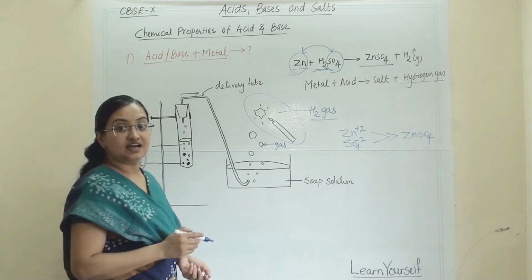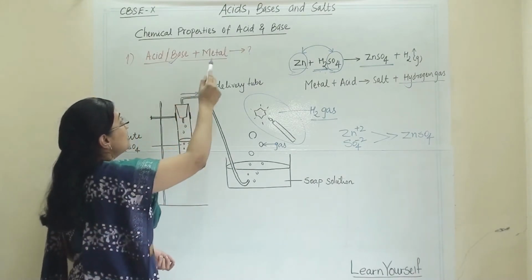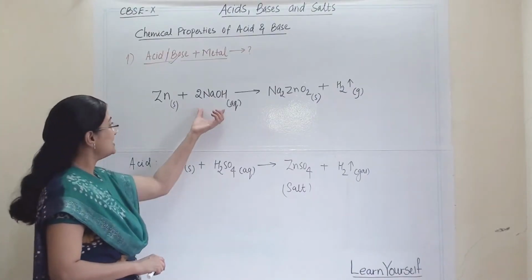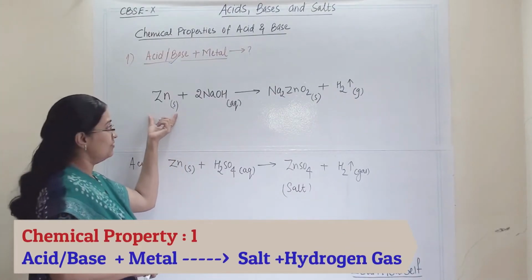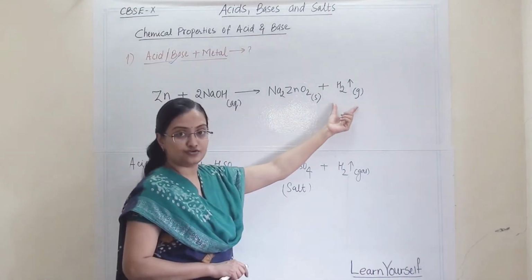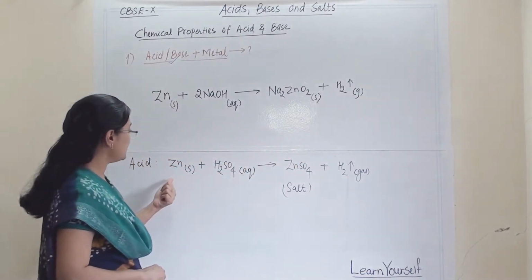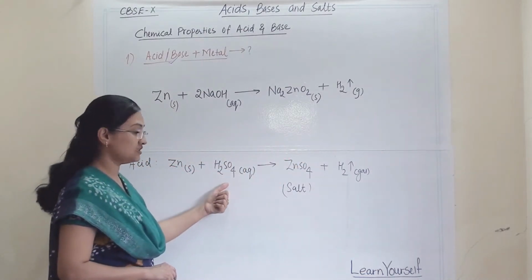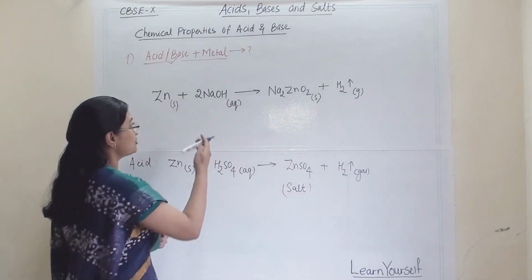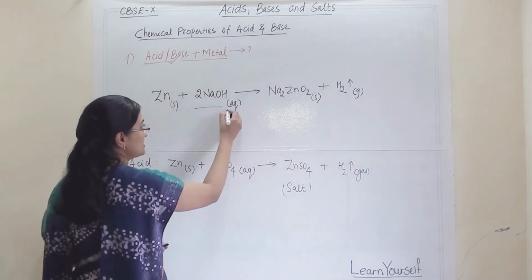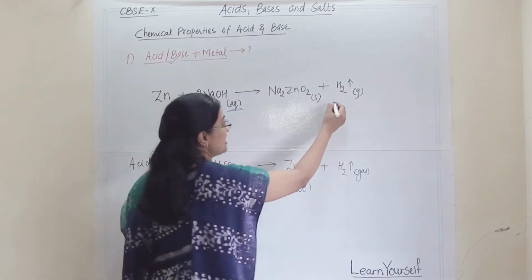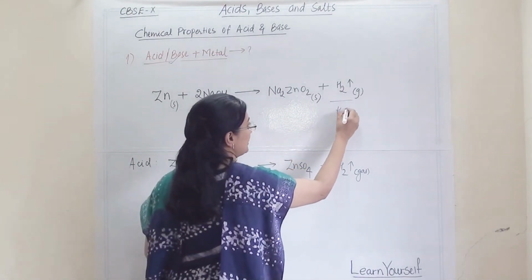Now we will study what we get when a base reacts with a metal. When a base is reacting with zinc metal, we will get sodium zincate as a solid substance and hydrogen gas. Earlier we have seen that when zinc reacts with acid, we get salt and hydrogen gas. With a base also, sodium hydroxide is a base and it is in aqueous solution, we are getting hydrogen gas.